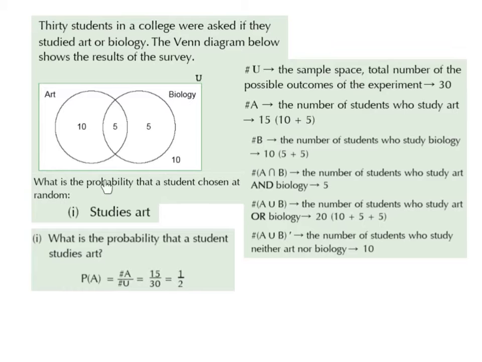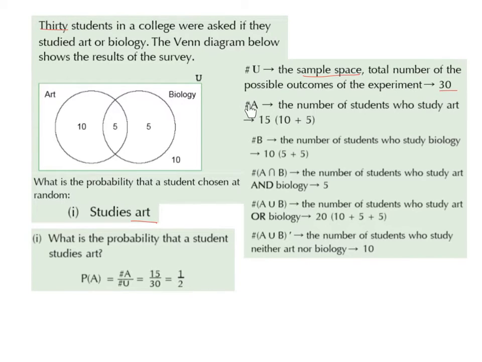So let's start off with the probability that a student chosen at random studies art. Okay, so this symbol here, #U, is actually the symbol for the cardinal number of elements, so the number of elements in the set. U represents the universal set. So the number of elements in the universal set is the sample space, which is the total number of possible outcomes of the experiment, which is 30, because there were 30 students surveyed.